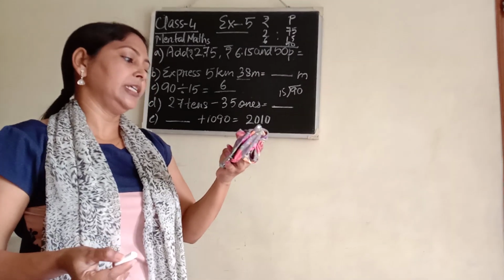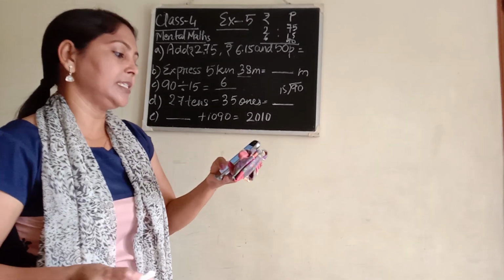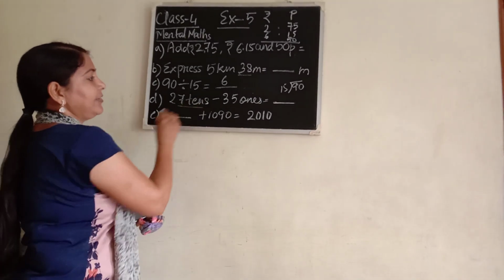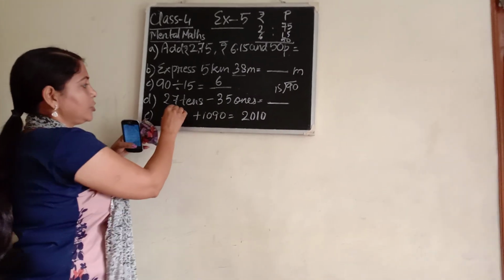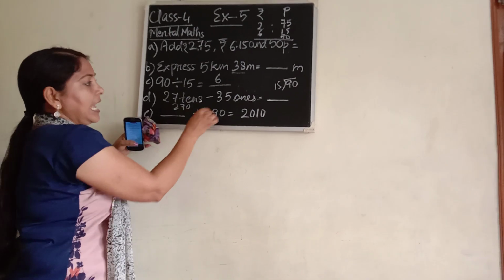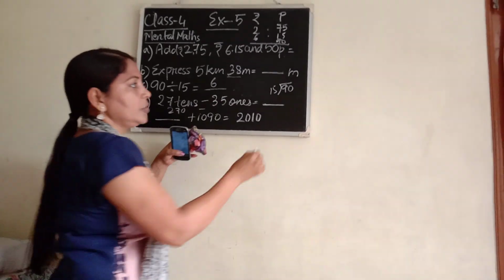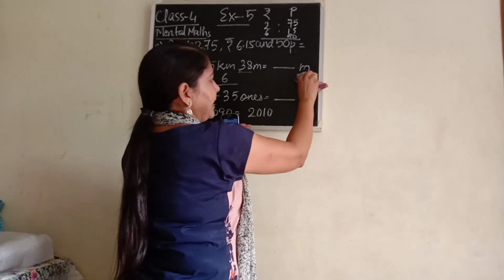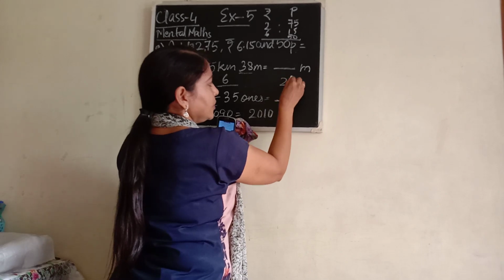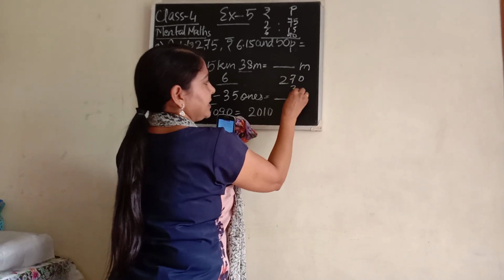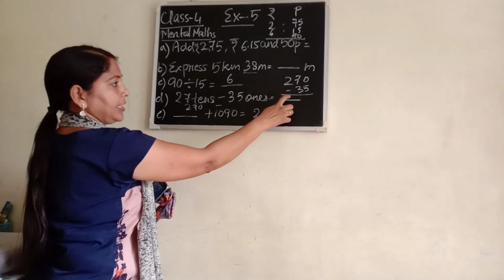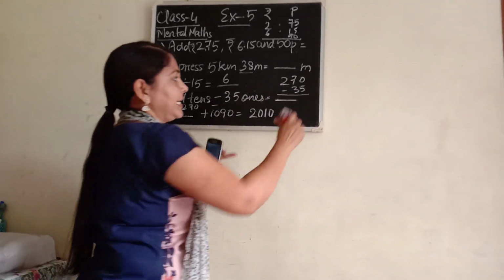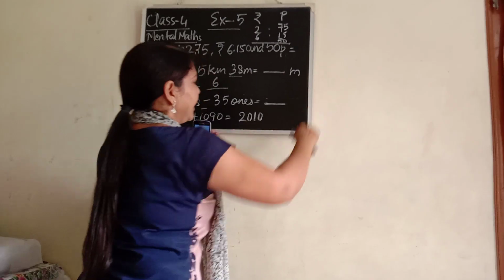Then the next question is 27 tens minus 35 ones. 27 tens, what does it mean? 27 tens means 270, and minus 35. So you just have to subtract like this, 270 minus 35. So just subtract it and you get the answer and write over here in the blank space. Fine.